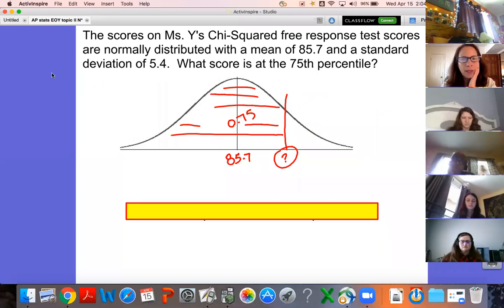Okay, let's go back to the same problem. So it saves me a little bit of time. The scores on your chi-squared free response test were normally distributed, same mean, same standard deviation. What score is at the 75th percentile? This is exactly like the last question.